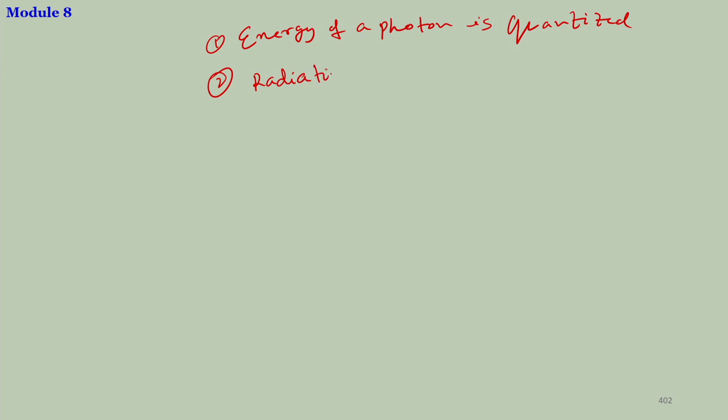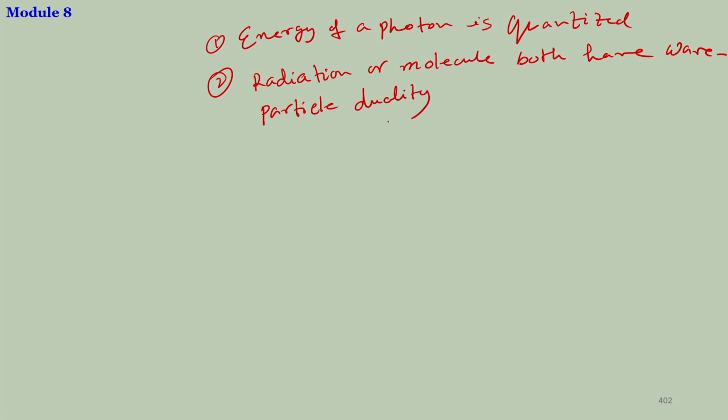So, the key points of this: first, the energy of a photon is quantized, that is very important. The energy of a photon is quantized, you cannot break it. Second point is radiation or molecule, both have wave particle duality. Radiation also has wave particle nature, molecule also has wave particle nature. So, these two are extremely important to remember for spectroscopy.